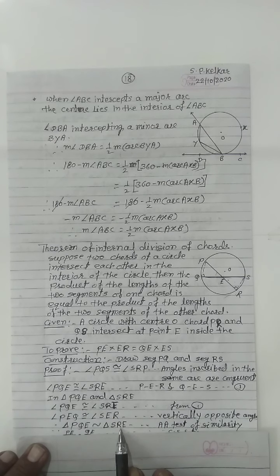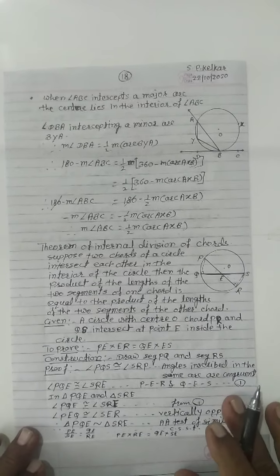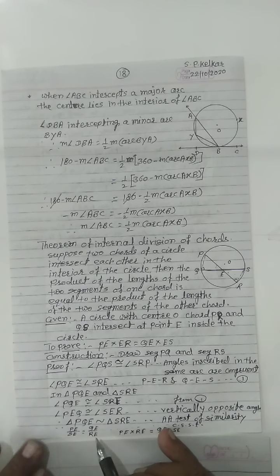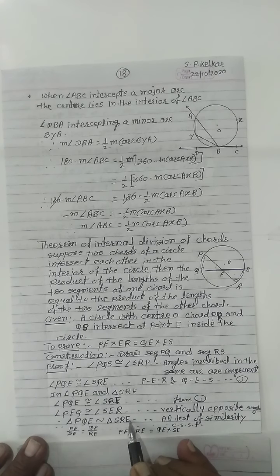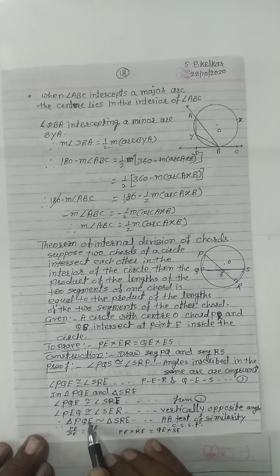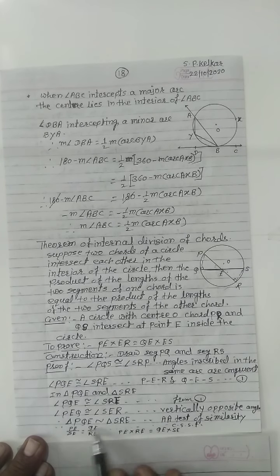These two triangles are similar because of the AA test, as these two angles are congruent. Then we write the AA test of similarity. Then we write the ratio of the corresponding sides. See the side PE divided by SE, then QE divided by RE. These are the corresponding sides of similar triangles. Then we take the cross product, PE into RE and SE into QE.